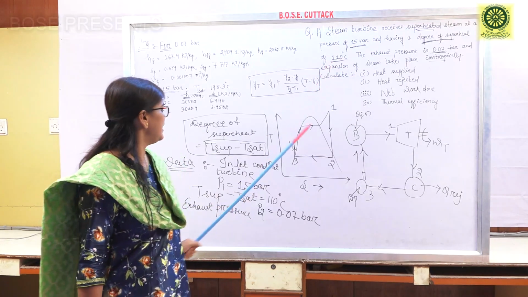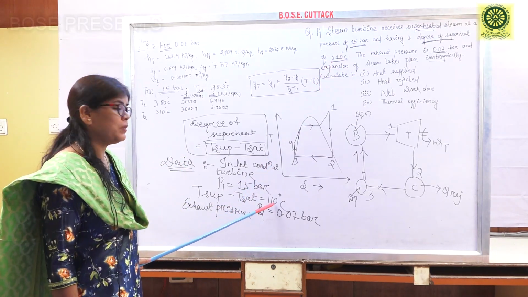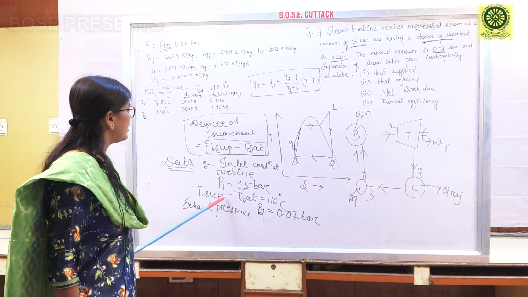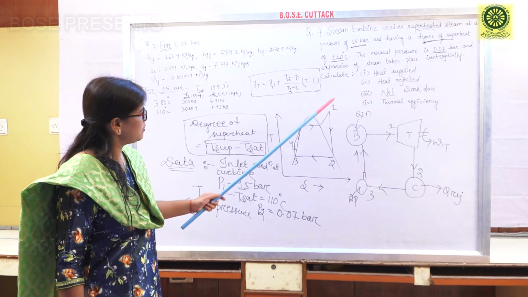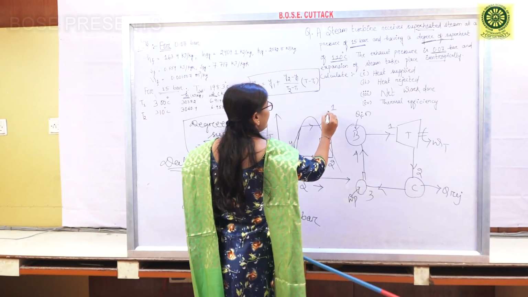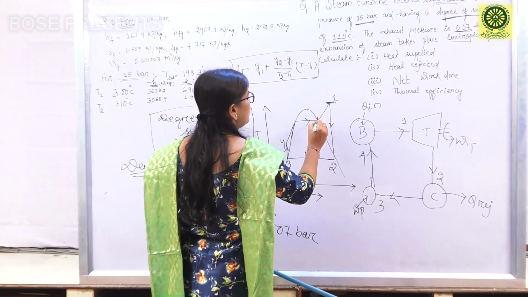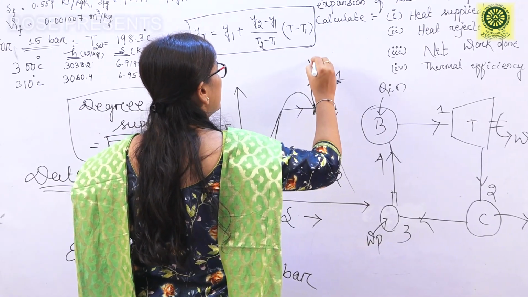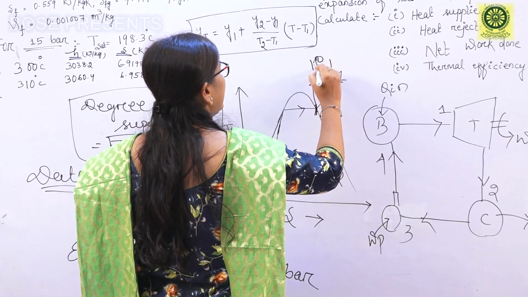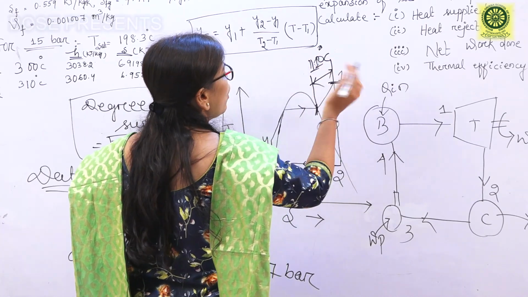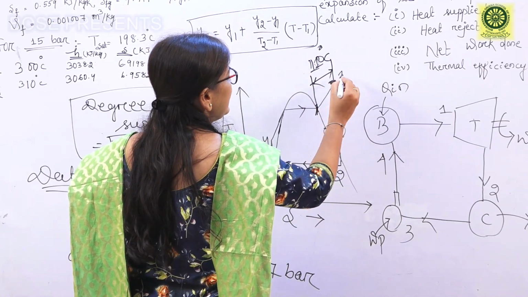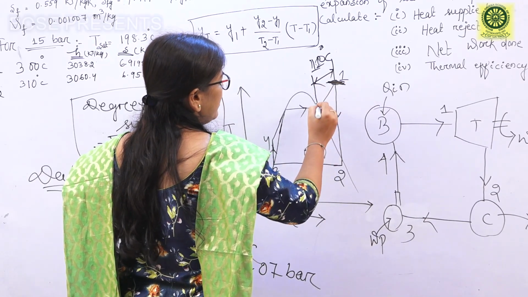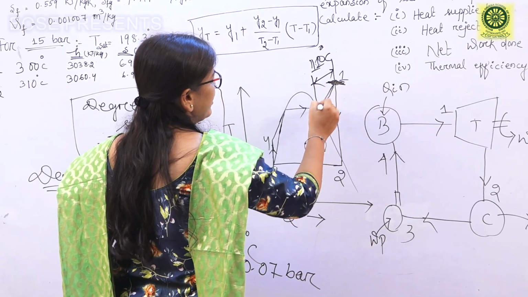The degree of superheat is 110 degree centigrade. That means it is not clearly showing the temperature, it is showing me the difference between T superheat and the saturation point. It gives me the difference between this point and this point, which is 110. It is not telling me that at this point it is 110.